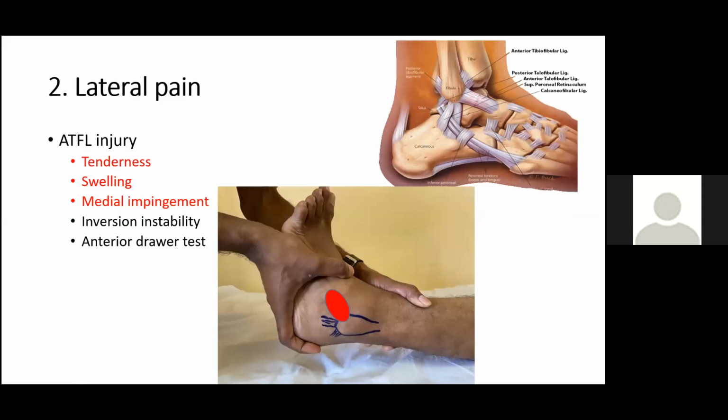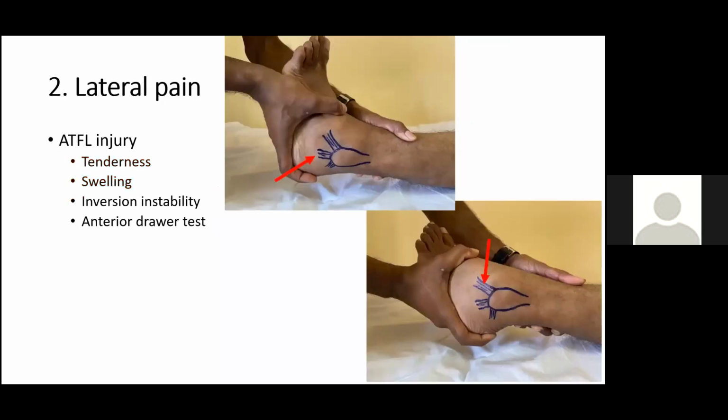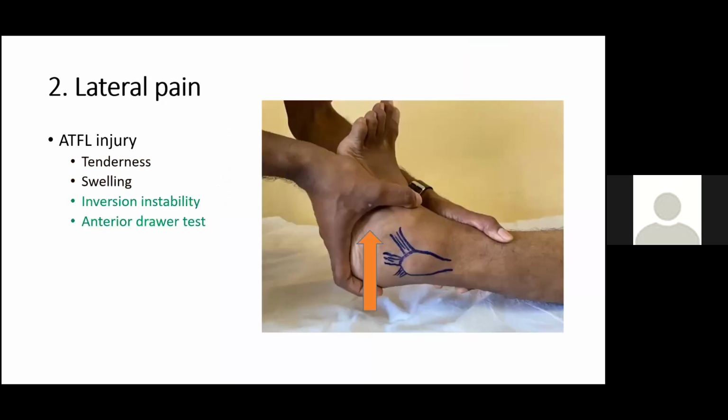That is because there is an instability of the ankle and there is increased inversion, which will cause medial impingement. So this can be misleading. So late presentation will be medial sided pain. When we try to elicit instability, there will be a lateral sided instability.